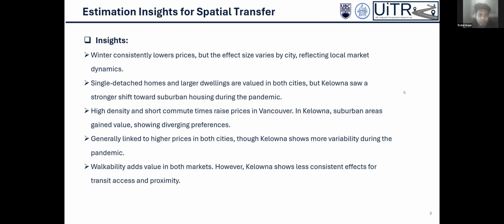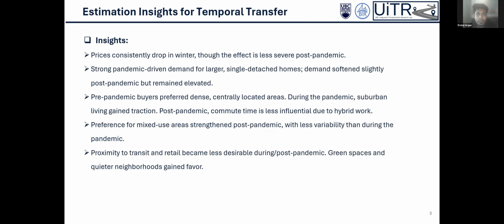And for walkability, it adds value in both markets. However, Kelowna showed less consistent effects for transit access and proximity. And for temporal transfer, comparing the estimated values for Vancouver in different time periods, we see that prices consistently drop in winter, similar to before, though the effect is less severe after the pandemic. There was strong pandemic-driven demand for larger single detached homes; demand softened slightly post-pandemic, but remained elevated.